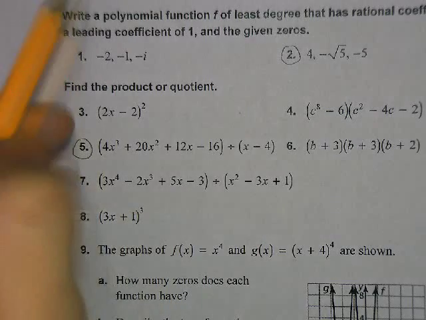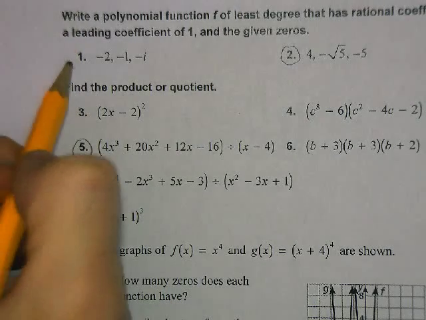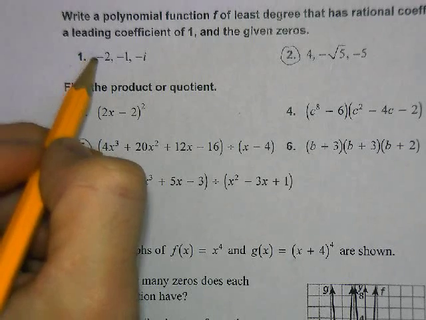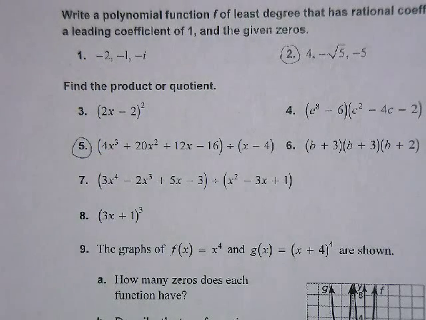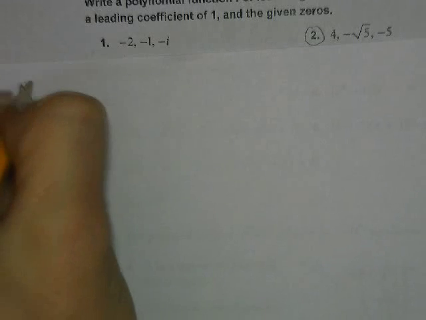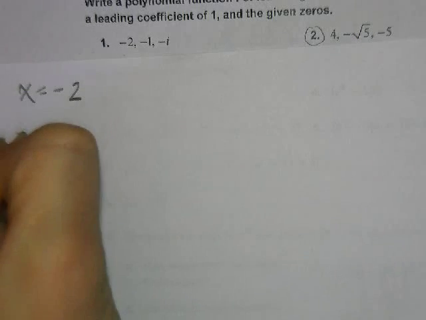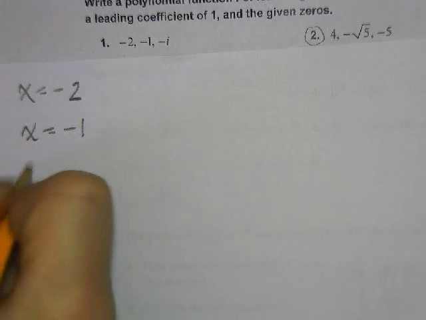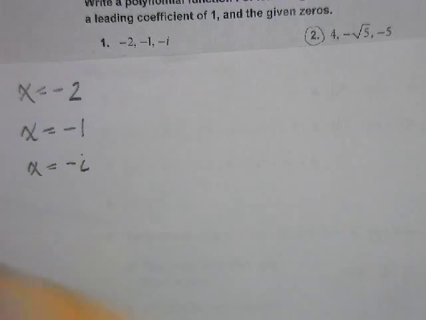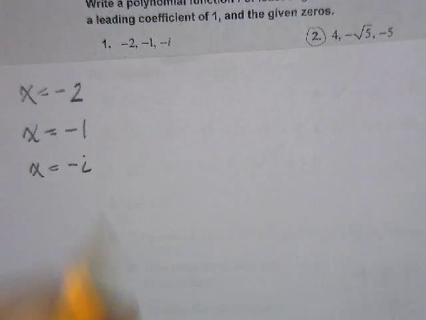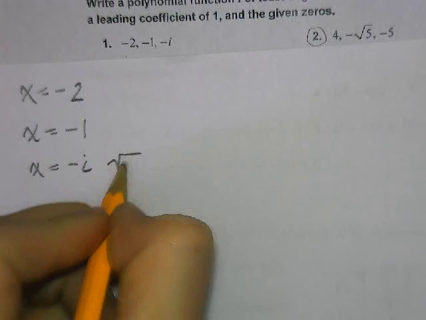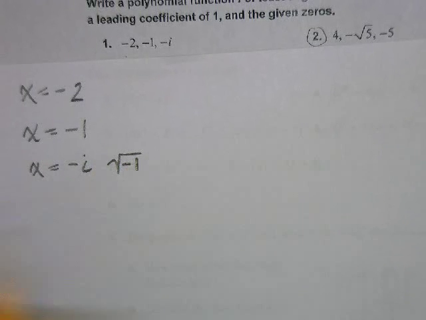Alright, so the first thing we're going to do is test B, number 1. They give us our roots, so we need to write our roots down, and then we will convert them into factors. The roots we're going to write down are x equals negative 2, x equals negative 1, and x equals negative i. Remember here, i is just a placeholder for us of the square root of negative 1. So that could help us out a little bit later on.